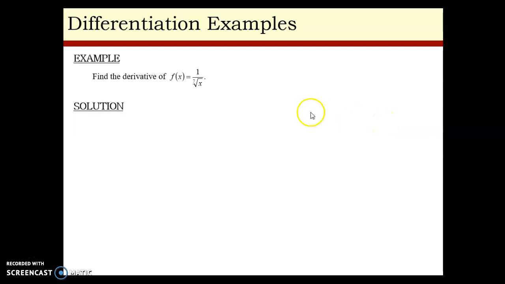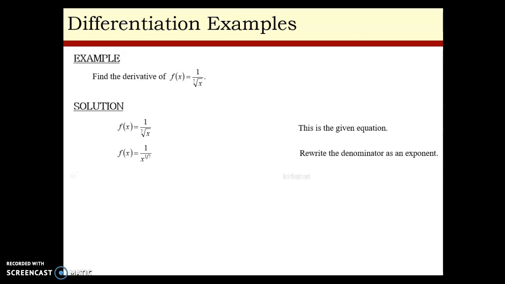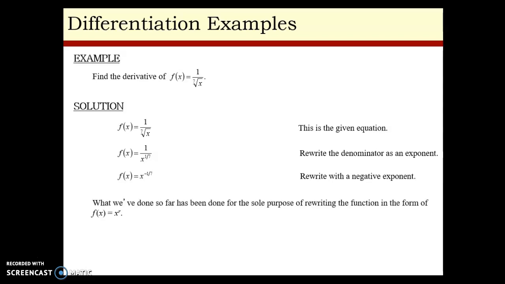Find the derivative of f of x equals 1 over x to the 7th power. Let's look at a solution. Here's the given equation. Rewrite the denominator as x to the 1/7 power. Rewrite the negative exponent, but don't get very caught up in that. You still have to have some algebraic learning on that information. So rewrite that. Now let's use what we've learned. What we've done so far is just finding how we can get it in the equation to rewrite it. After we've done that, we want to use the power rule.